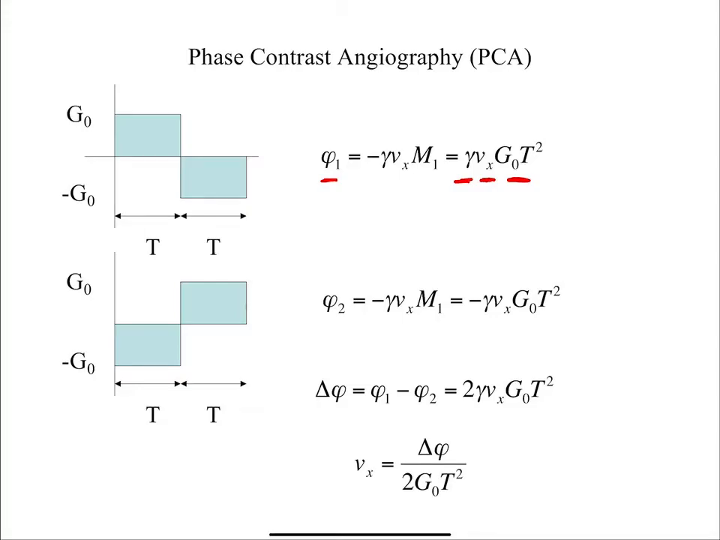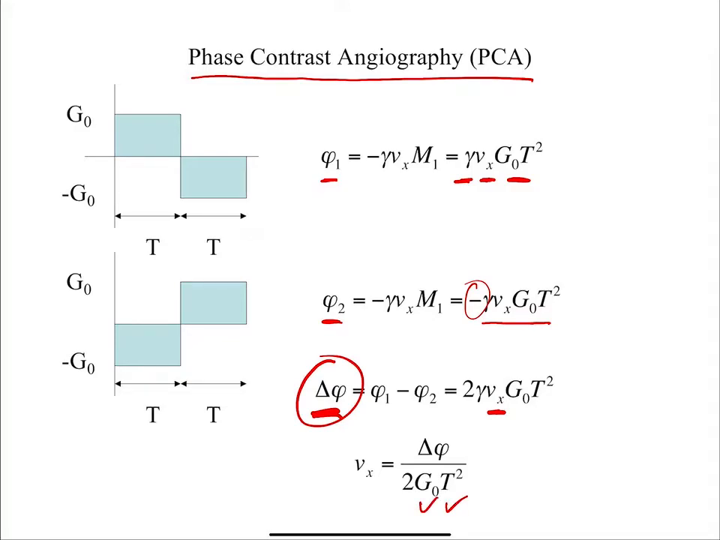Okay. And this is what we use to create what's called phase contrast angiography. So typically in MR, we'll acquire another set of gradients to get this phi 2, and that's going to be minus gamma v x g naught t squared, because this minus comes because now we flip the sign of the gradients, so the 1st order moment has changed. Okay? And then if we take the difference of those two, we get something that's proportional to velocity. So we can just measure this change in phase, and then since we know g naught and t squared, those are things we program, we can estimate what the velocity is.